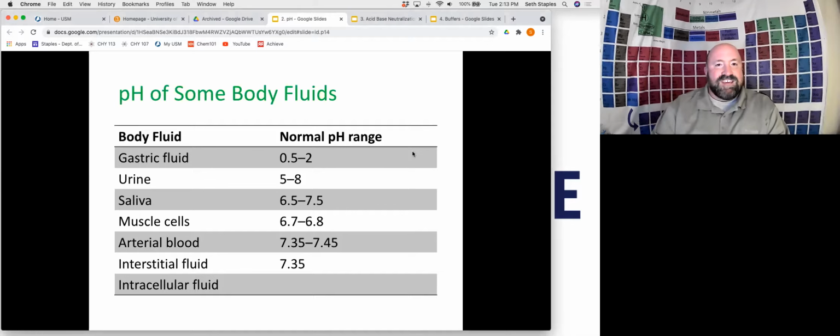This here just gives an idea of the pH range of some typical bodily fluids. Gastric fluids, stomach acid, pH of 0.5 to 2. Very, very strongly acidic, a very corrosive type of pH, which it needs to be. That's where digestion really starts, with that gastric fluid breaking down our foods. Urine, pH of anywhere from 5 to 8. And saliva, 6.5 to 7.5 or so, and so forth. You can see the typical range of some of these different fluids.